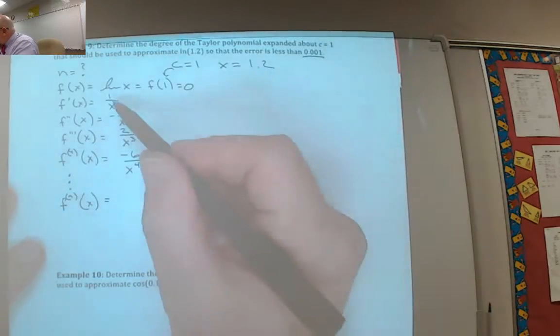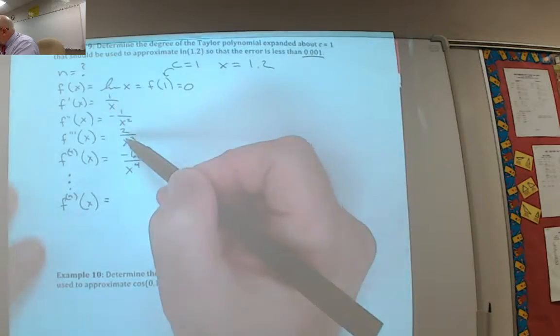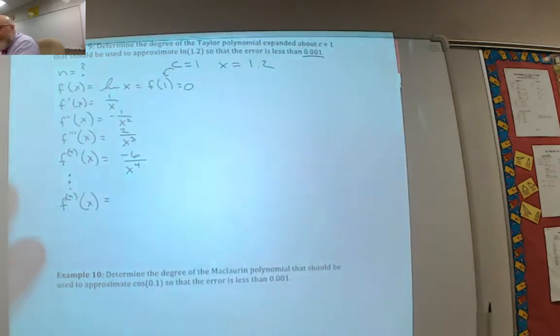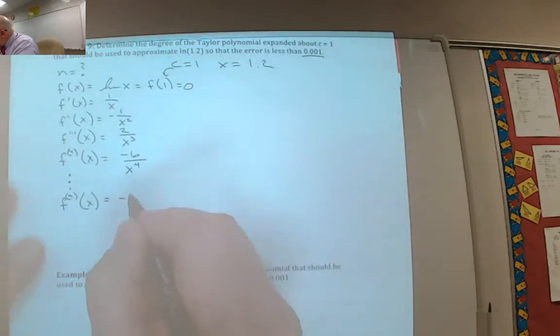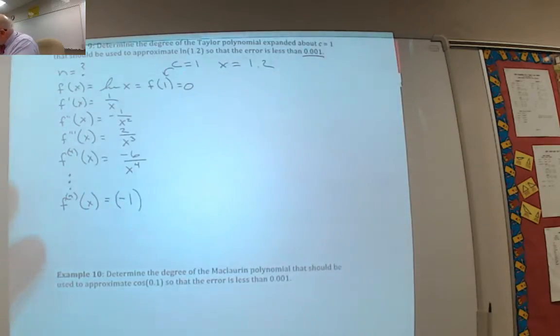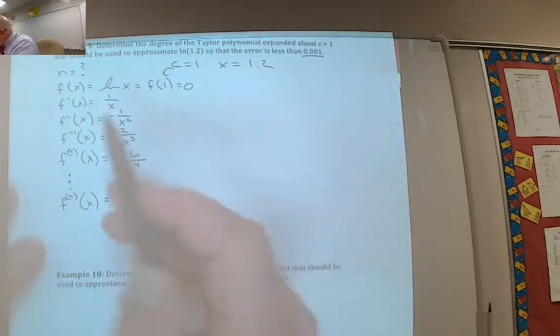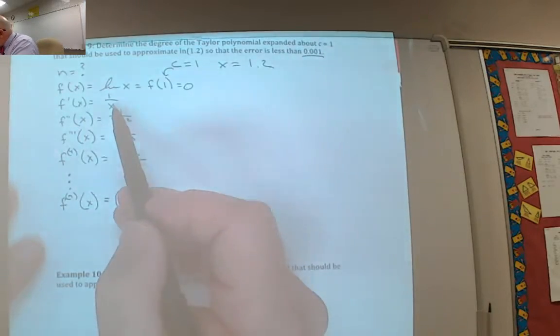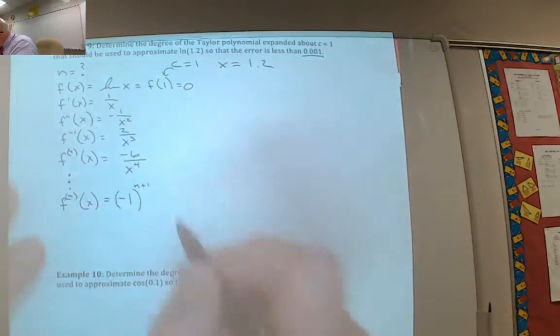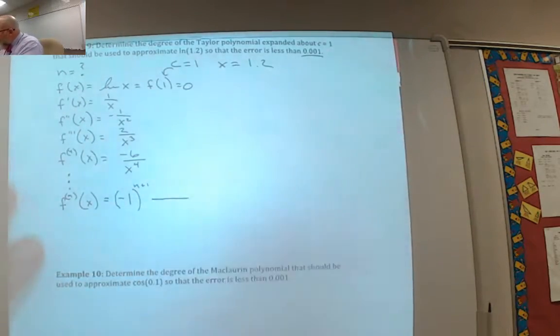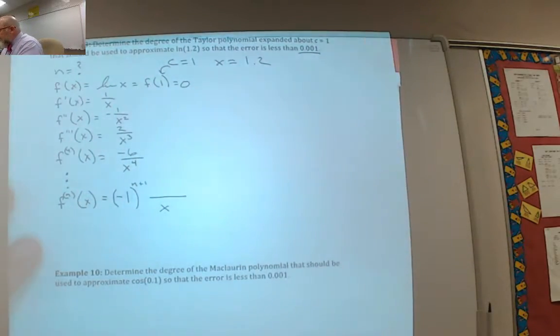Well, what's happening here? Positive, negative, positive, negative. I got a negative 1, right? It's alternating. To what power? N plus 1? Yeah, because when it was the first, it was positive, correct? When it was the second, it was negative. Over here, x to what power? N, perfect.